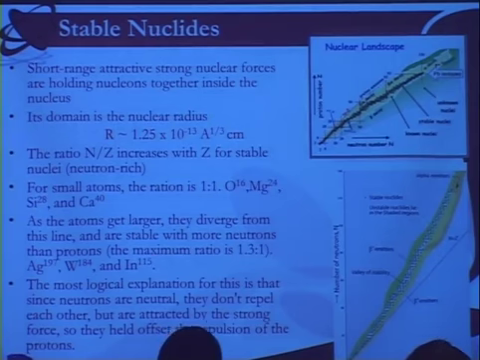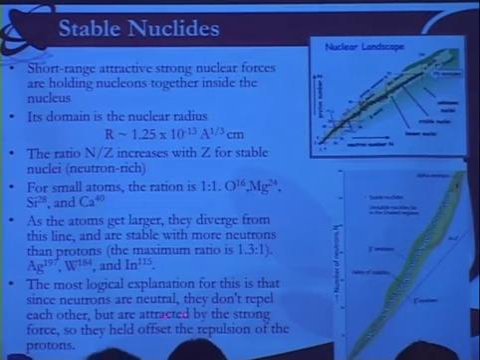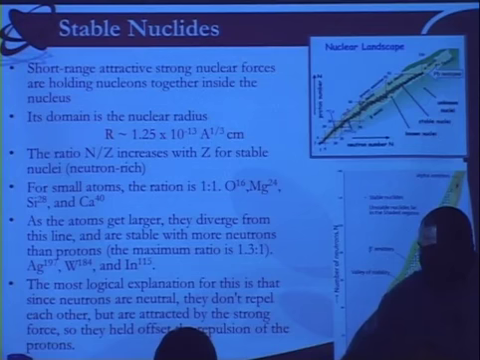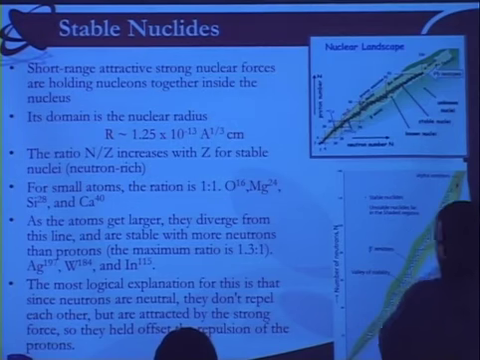This is why you need more neutrons to compensate for the repulsive force between the protons, and this is what you see here. Once we go up the curve, this ratio is no longer 1-to-1. This is the 1-to-1 line here, but the ratio for the stability line will go to something like 1.3 or so. The most logical explanation, as I just stated, is that neutrons are neutral and do not repel each other, and you need those neutrons in order to overcome the repulsive force.